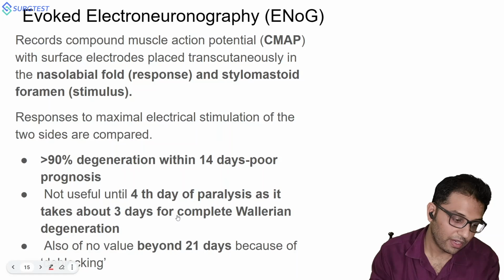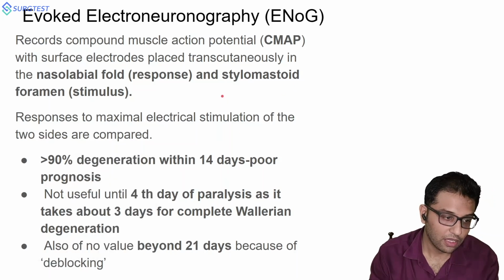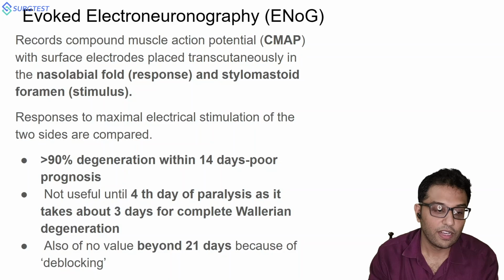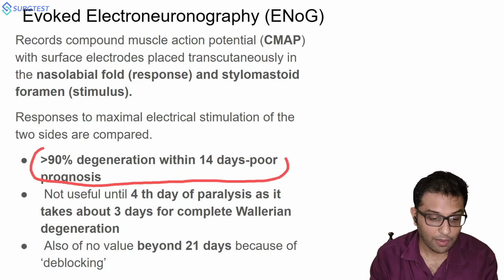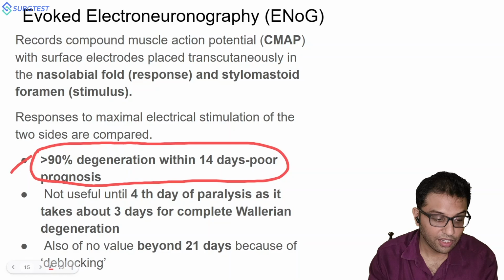Now coming to the most important part, that is electroneurography. What is electroneurography? It records the compound muscle action potential, and surface electrodes are placed in the nasolabial fold and the stylomastoid foramen. At the stylomastoid foramen we give the stimulus, and the response is seen in the nasolabial fold. If there is more than 90% degeneration within 14 days, just remember this line, it will come exactly in your exam. If there is more than 90% degeneration within 14 days, then the prognosis is poor.